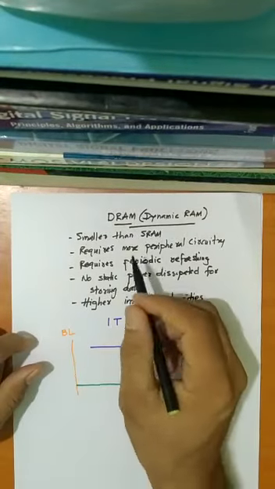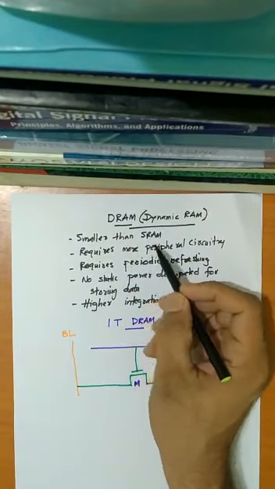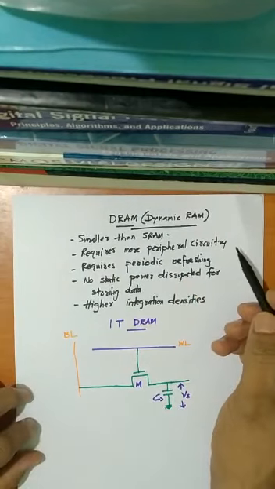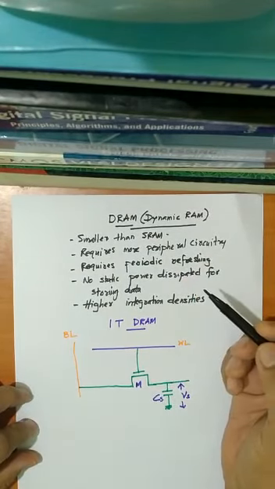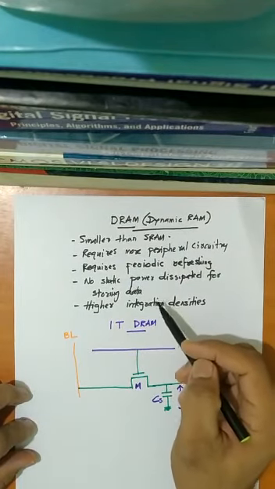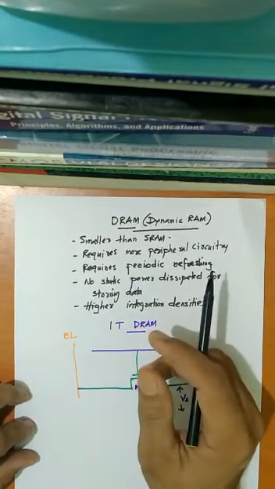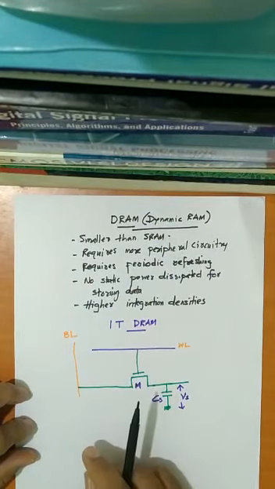So today we discuss dynamic RAM. Dynamic RAMs are normally smaller than SRAMs, and they require more peripheral circuitry and periodic refreshing operations. There is no static power dissipated for storing data, which is a plus point. And it offers better integration densities. So these are some of the features of dynamic RAM.